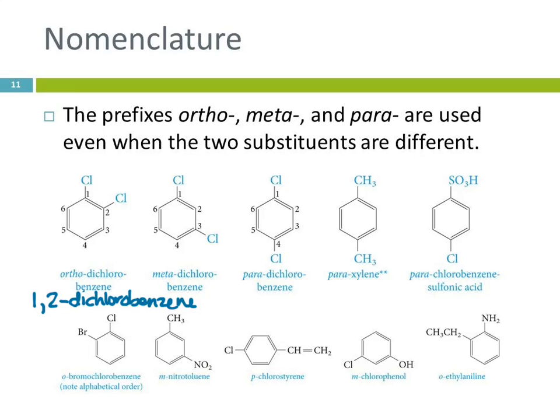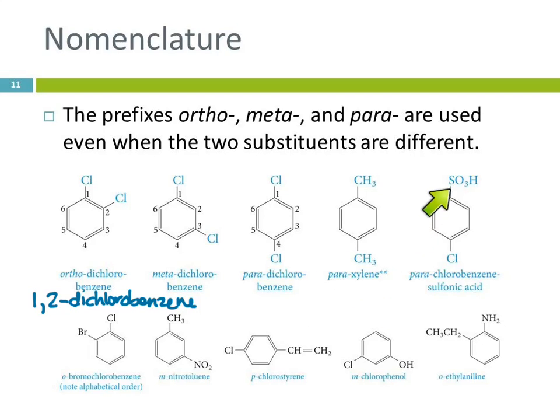It's really interesting how the different textbooks are different, because some textbooks just mention the ortho, para, meta stuff, but say the numbers are better, and this book seems to prefer ortho, meta, and para, so that's what we're going to go with. Here's meta, or 1,3-dichlorobenzene, and here's 1,4. There's para-xylene.